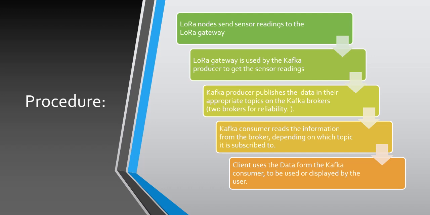Then the Kafka consumer reads the information from the broker, depending on which topic it is subscribed to. The client uses the data from the Kafka consumer to be used or displayed by the user.